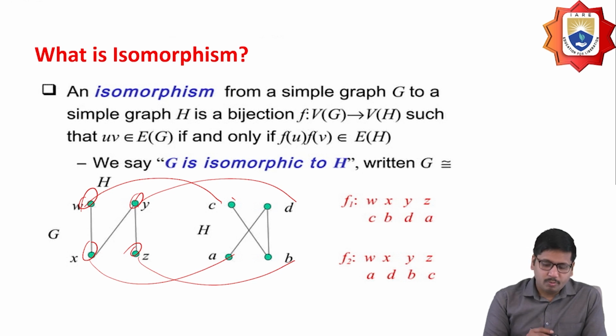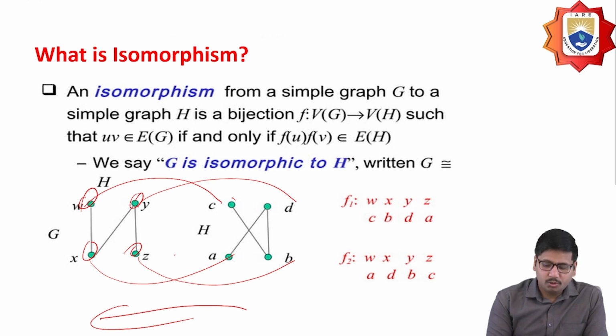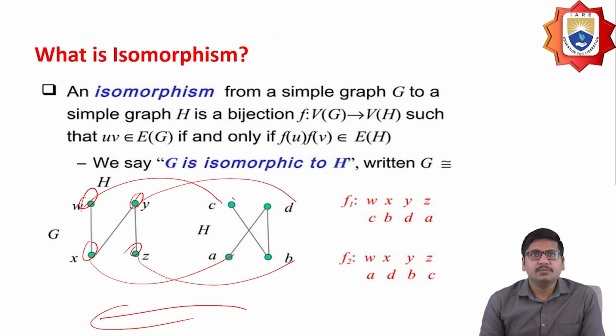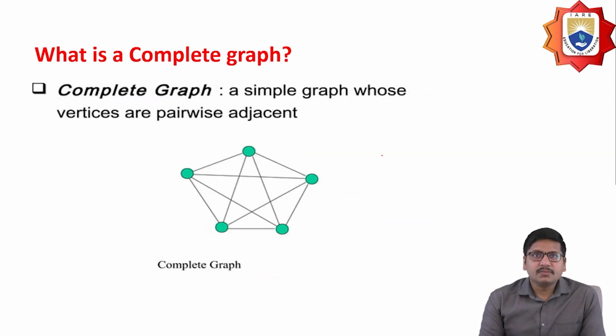Okay, so if I'm going in this direction, similarly for C I'm going to have, and D should be Y, and A should be X, B should be Z. So then I can say the two graphs are said to be isomorphic. What is the complete graph here?